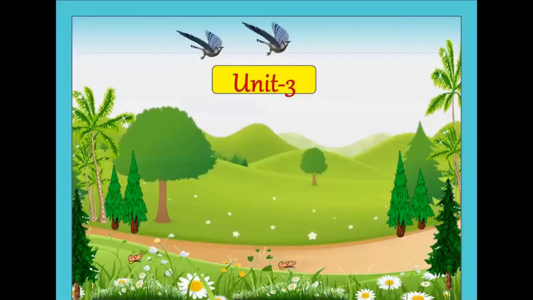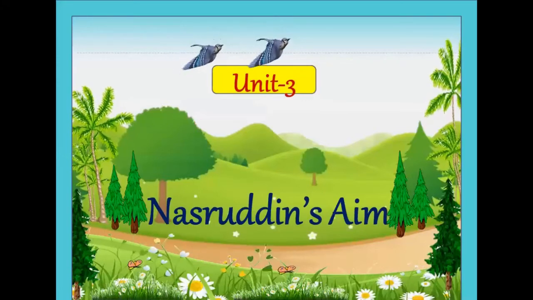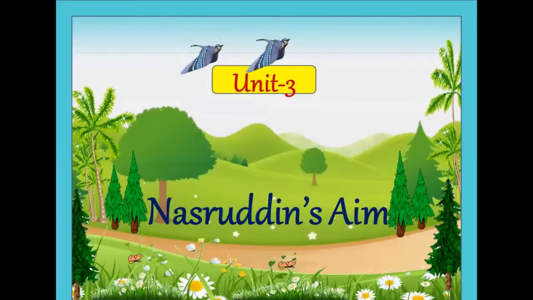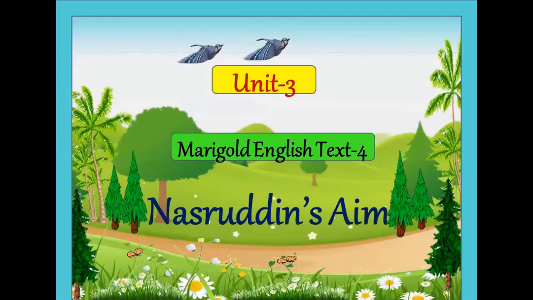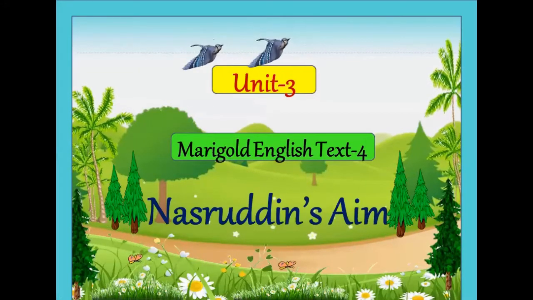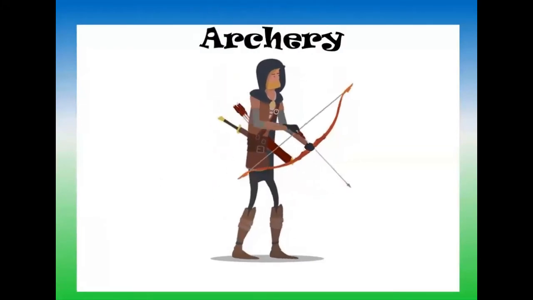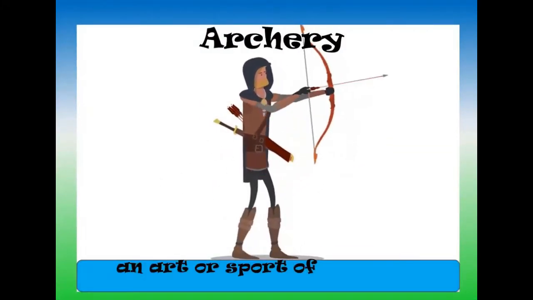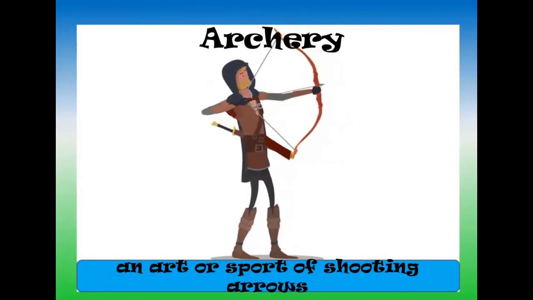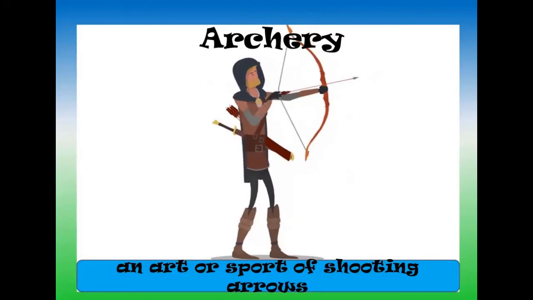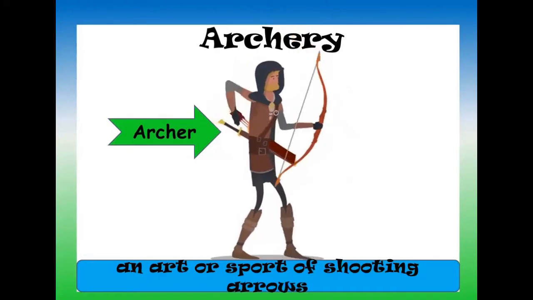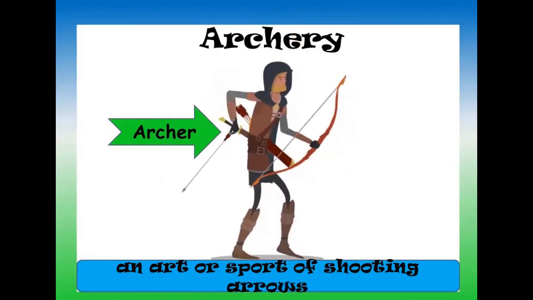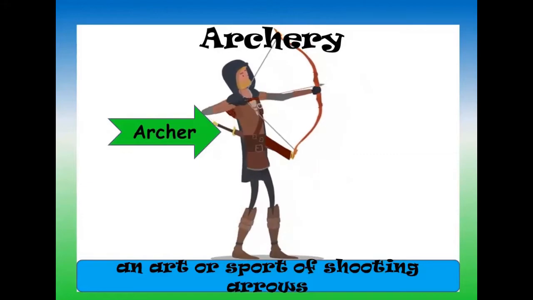Hello children, today let's learn the lesson Nasruddin's Aim. The lesson Nasruddin's Aim is included in Unit-3 of your Marigold English textbook. The story Nasruddin's Aim is about archery. Archery is an art or sport of shooting arrows, and the person who shoots an arrow is called an archer. So children, let's learn this lesson and find out who the archer in this story is. So here we go.